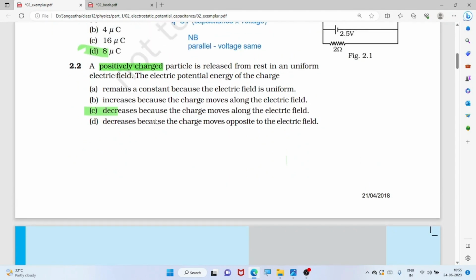A positively charged particle is released from rest in a uniform electric field. Okay, uniform electric field. Electric potential energy of the charge, as I already told you, decreases because the charge moves along the electric field. When it moves along the electric field, potential energy decreases and kinetic energy increases. Here we are asked about potential energy.